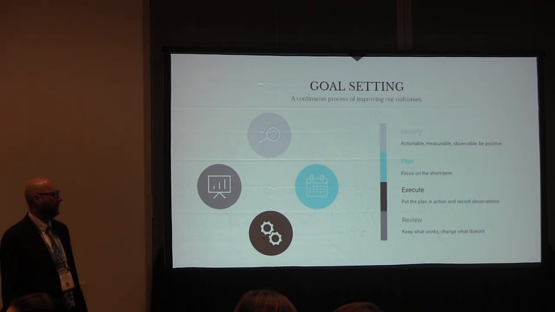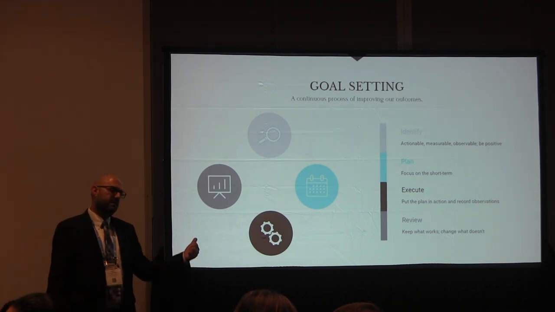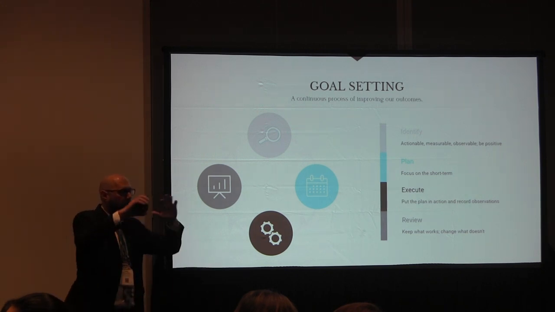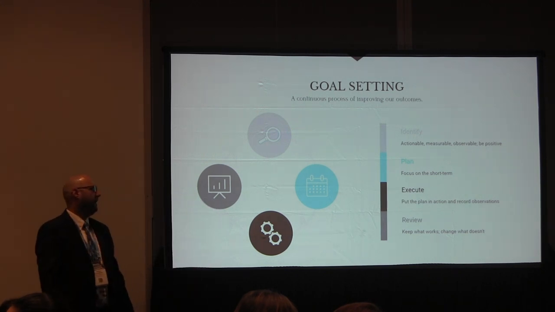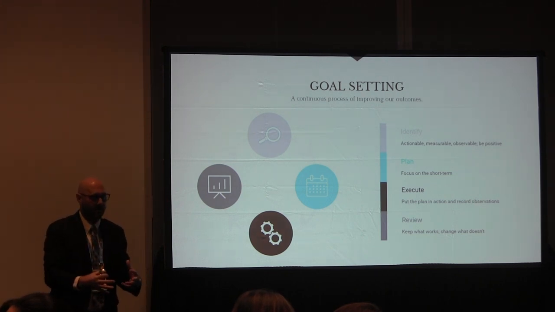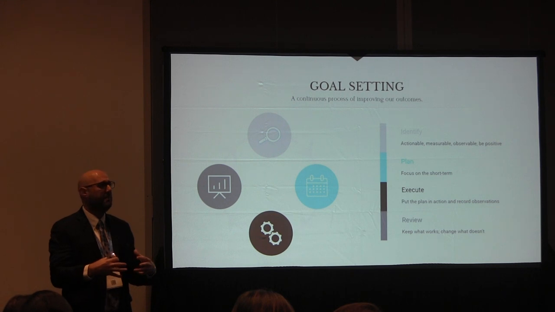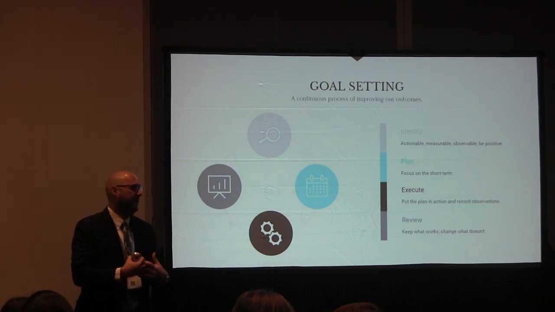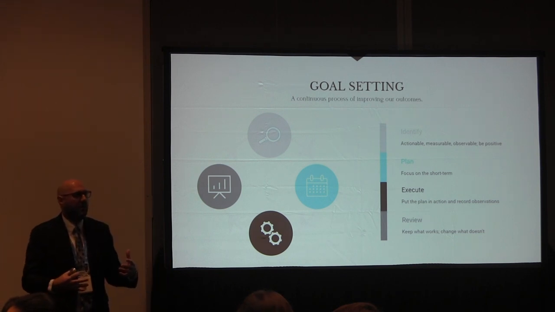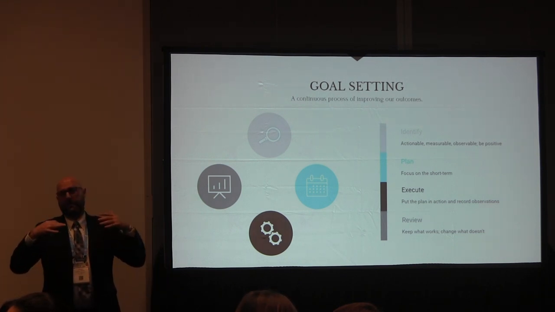So have positive goals. The goal that I'm going to use as my example this morning is I want to read more. Okay, that's a broad goal. So I've identified a broad goal. Now I need to make it actionable, measurable, and observable. And so maybe I say I want to read a particular book, something like The Hate U Give, and I want to do that by Thanksgiving.